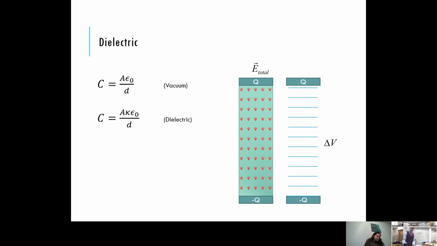If you want to take into account the dielectric, usually nothing changes except that you now have what's called the dielectric constant. So this K is called the dielectric constant. If you're dealing with air or a vacuum, it's 1. If you're dealing with any other material, it's some value greater than 1. 2, 10, 50, it just depends on the material.